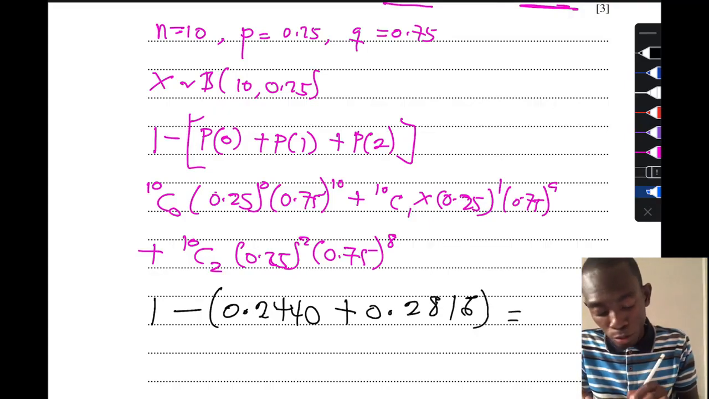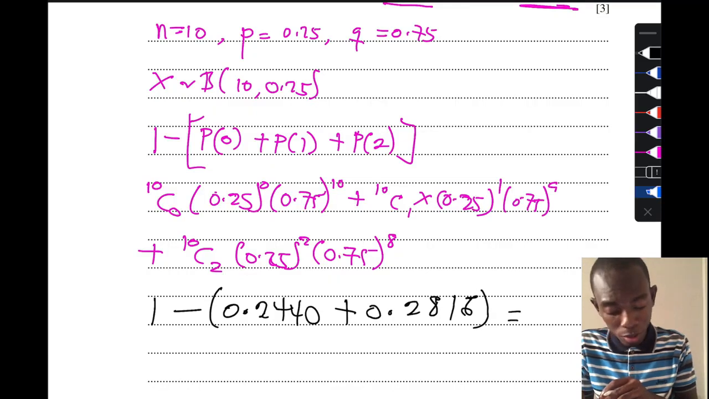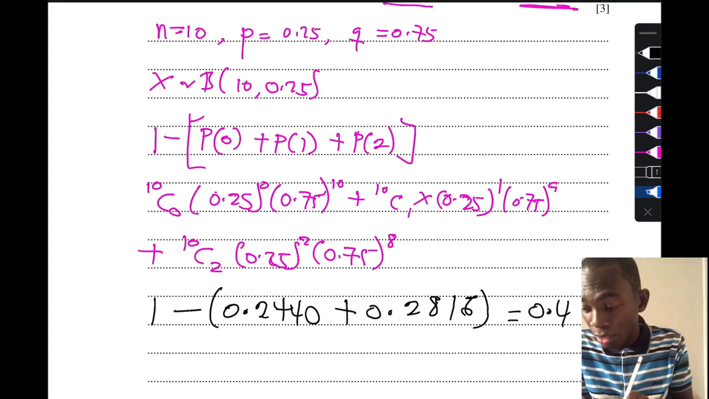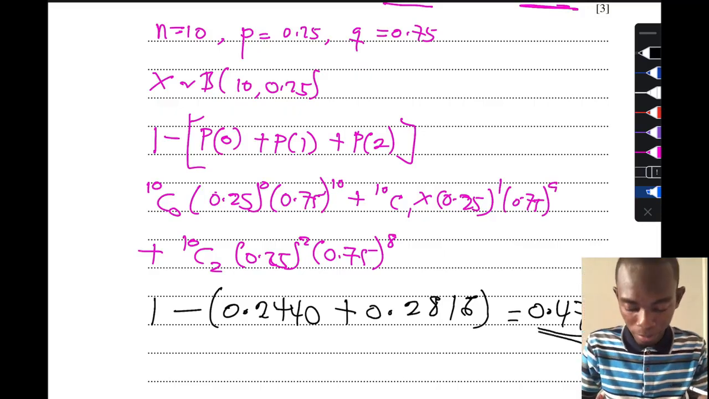0.2816. Great. So everything would be, so this thing plus 0.2440, 1 minus answer, and that gives us 0.74474. Okay, good. That's great.